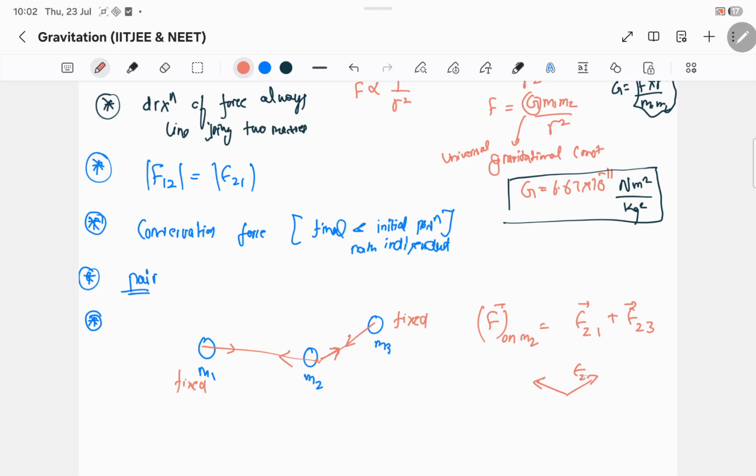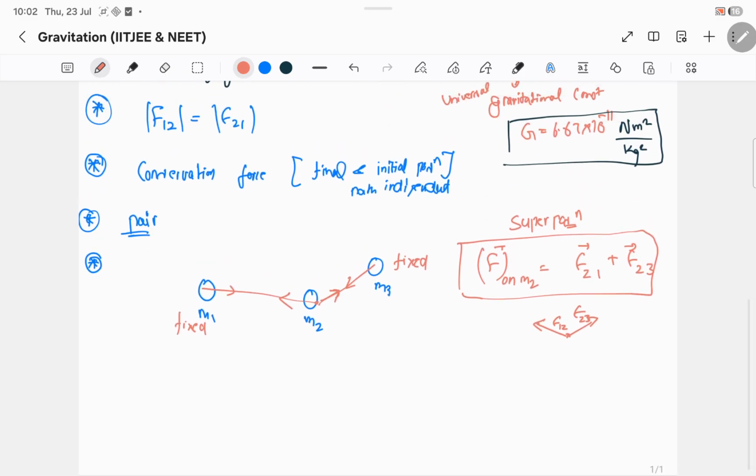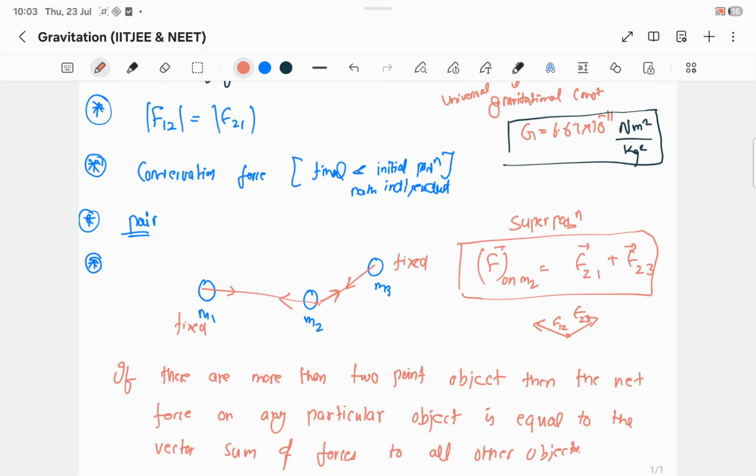This is f2 on 3 and this is f1 on 2. Okay, so this will be a vector. And what is this thing called? This is nothing but superposition. Means you can always write. Okay, so what is the superposition principle?